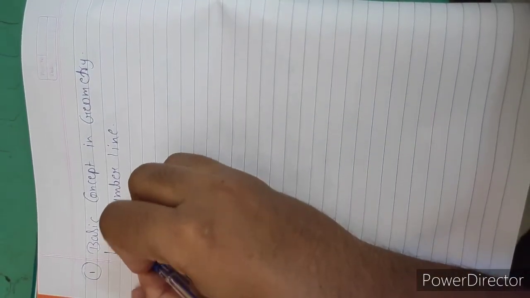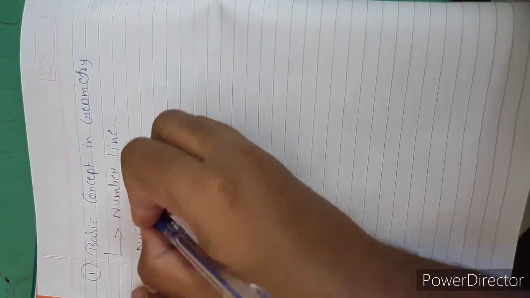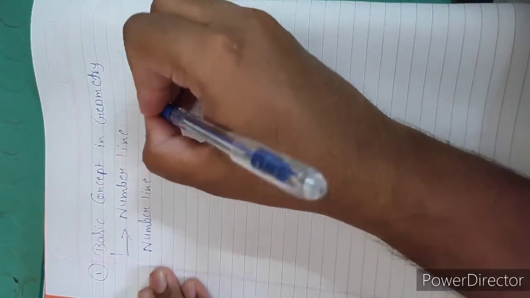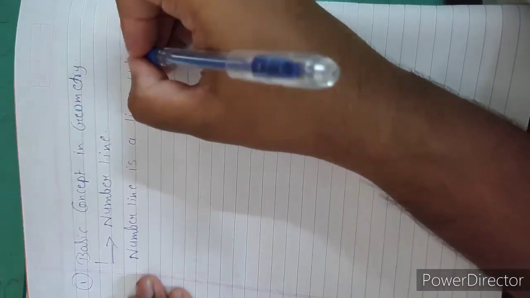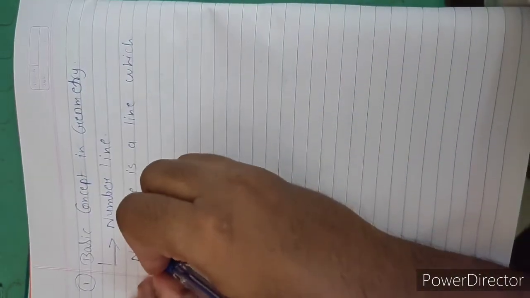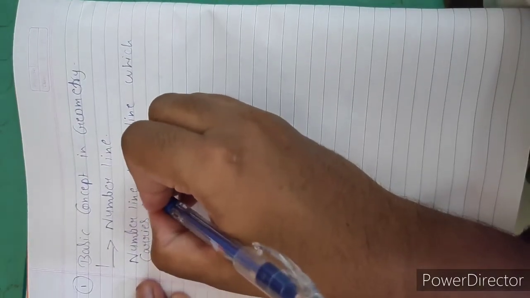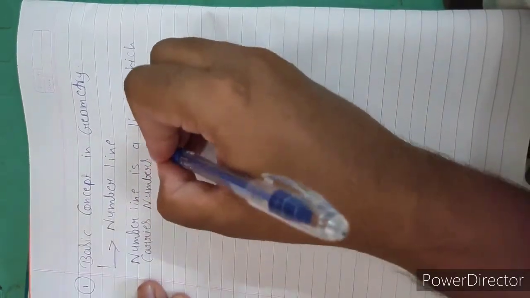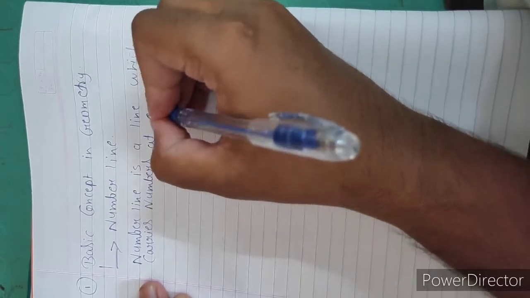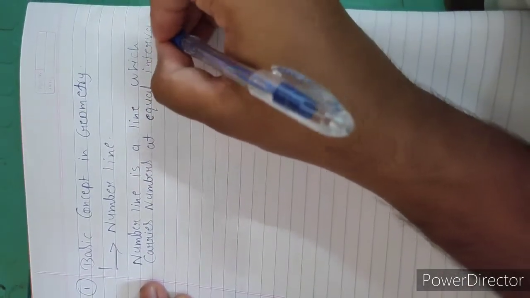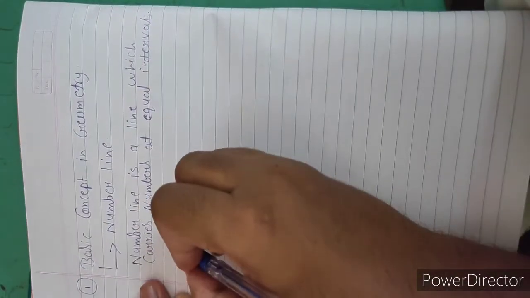The number line is a line which carries numbers at equal intervals. It is represented like that.